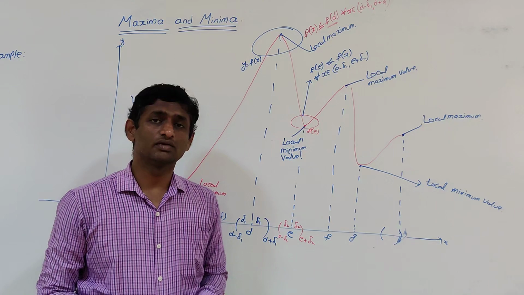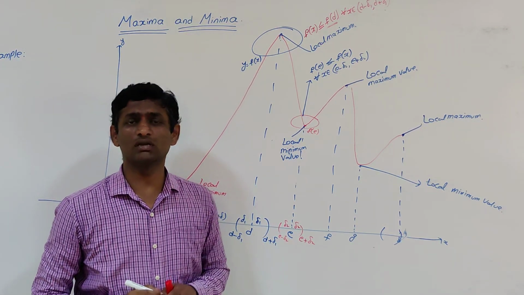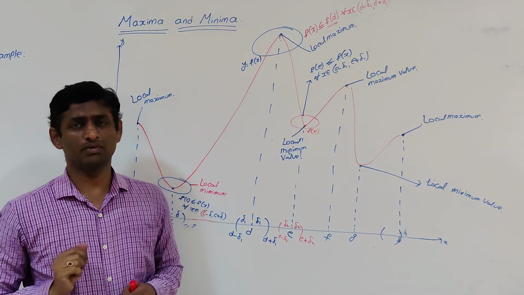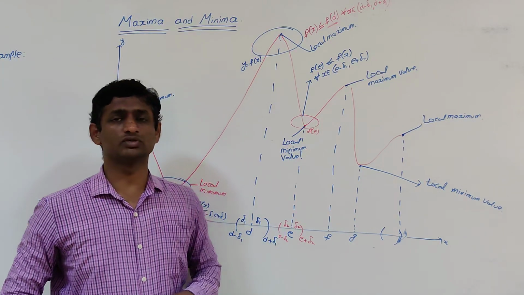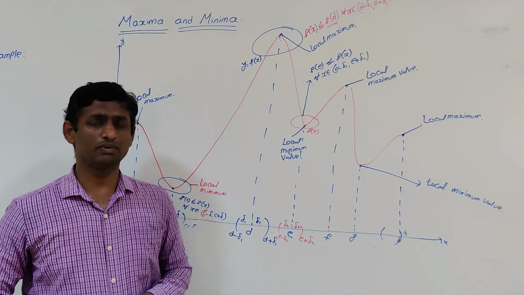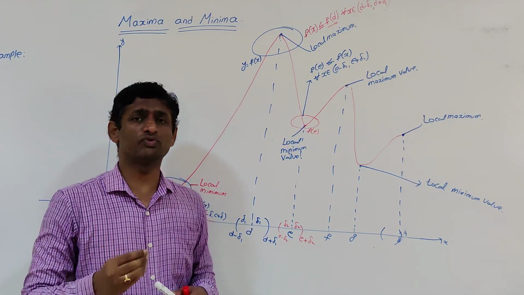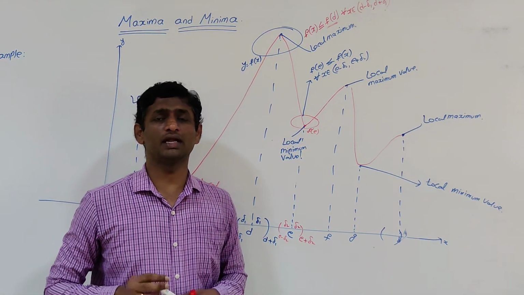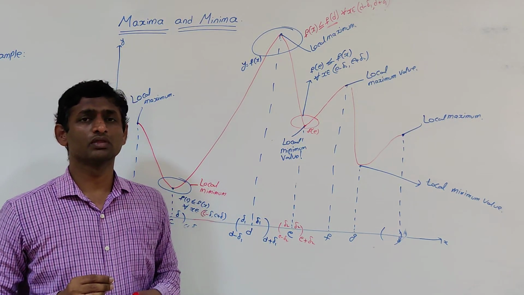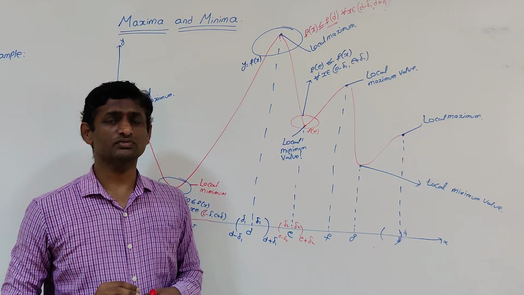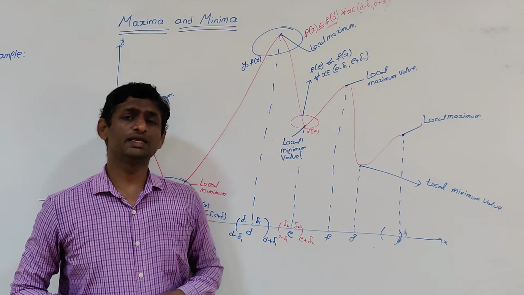By using the graph, it is easy to find out which is local maximum and which is local minimum, and also the absolute maximum and absolute minimum, that is global maximum and global minimum. But without using the graph, how to find the global maximum and global minimum, or local maximum or local minimum, of a given function, we'll discuss in the next session. Thank you.